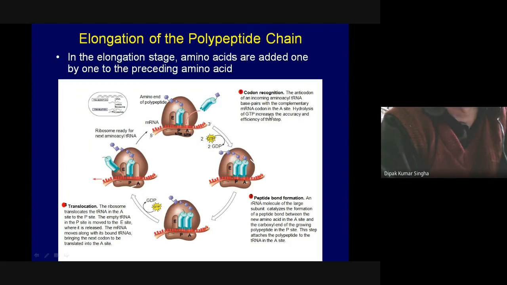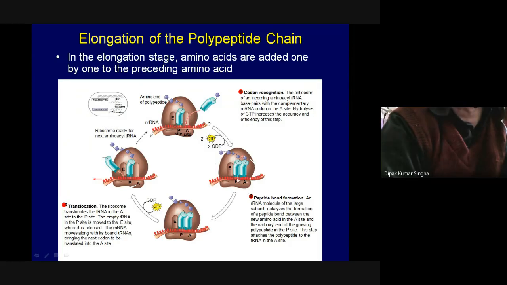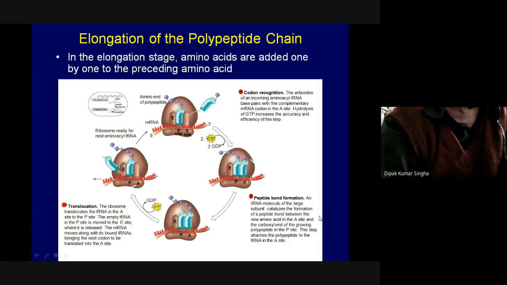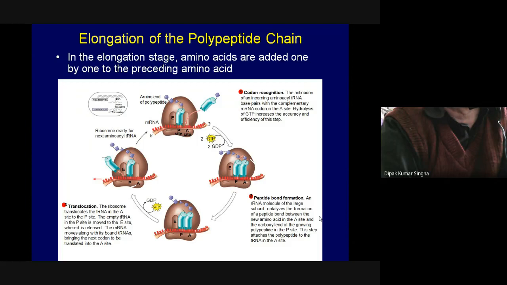Hydrolysis of GTP increases the accuracy and efficiency of this step. Number 2, GTP is converted to GDP. Next, the first tRNA will be released from the exit point, and then the peptide bond will be formed. An rRNA molecule of the large subunit catalyzes the formation of a peptide bond between the new amino acid in the A site and the carboxyl end of the growing polypeptide in the P site. This step attaches the polypeptide to the tRNA in the A site.